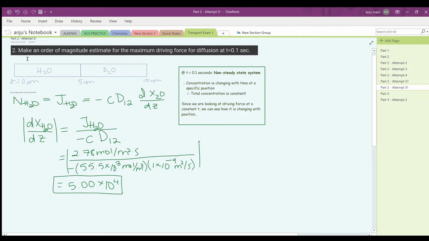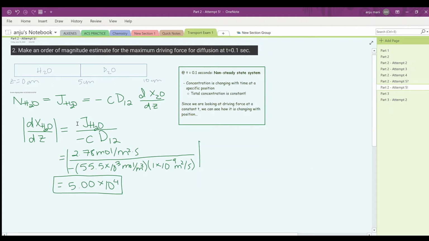Okay, so for number 2, to make an order of magnitude estimate for the maximum driving force of diffusion at t equals 0.1 seconds, first I looked at what is happening at the initial state. Right when the system starts, we have non-steady state diffusion. What that means is our concentration is changing with time at a specific position. Also, it's important to note that our total concentration is constant. Since we're looking at driving force at a constant temperature, at a snapshot in time, we can see how it's changing with position.